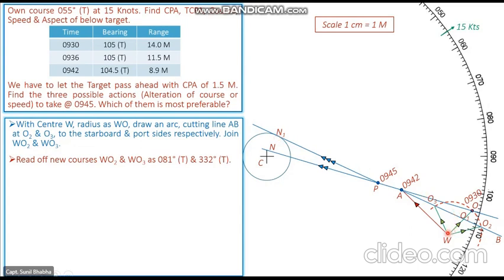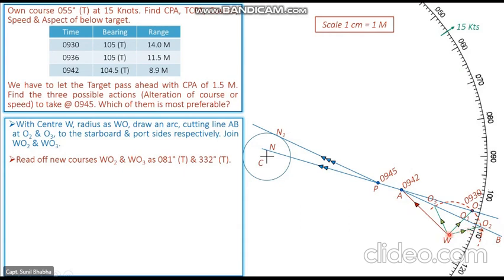Now if you look closely, the vessel was initially moving on a course of WO. To move on a course of WO2, the vessel will have to make an alteration to starboard. So if we make an alteration to starboard, equal to angle OWO2, then after this alteration of course, we will be able to achieve a CPA of 1.5 nautical miles. So we now read off the course WO2, and this gives us our new course to steer. Now, this is our second option.